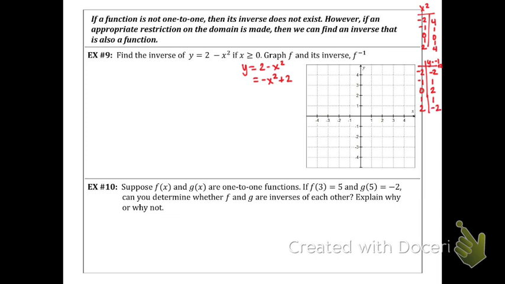Now, it does tell me here we're only going to look where x is greater than or equal to 0. So I didn't really need those two. And that's the piece that we're going to cut off, okay? We like to cut off the negative numbers, the left side of our graph. This is going to force it to be a one-to-one function.